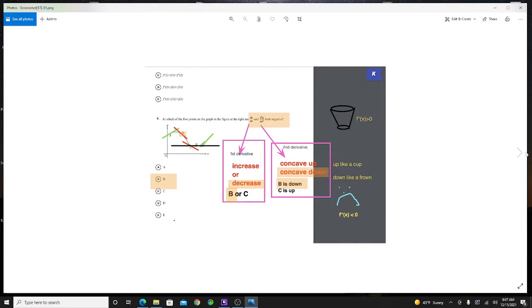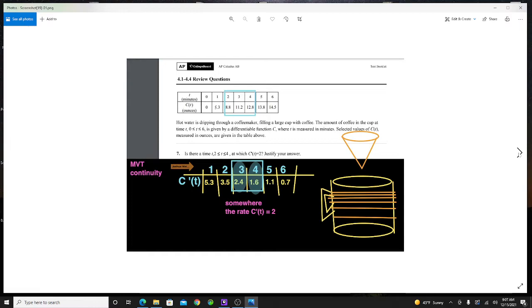For question 7, here we're given a domain T between 2 and 4. For the coffee maker, like a Mr. Coffee machine on the right that I drew with the cone drip coffee, you can see that the rate of dripping is decreasing between the intervals by doing the difference graph as an approximation for C prime of T.